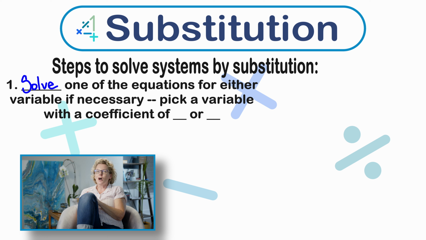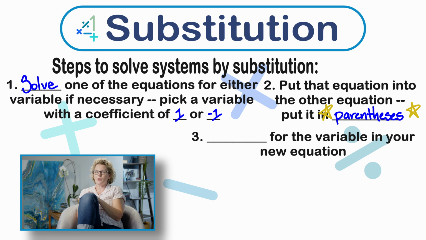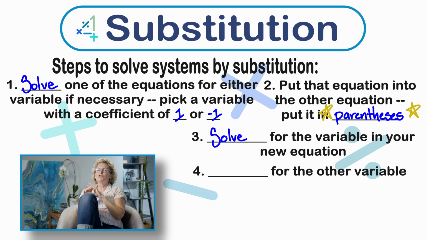I'd like to list the steps in solving these before we do our last example. Step 1, solve one of the equations for either variable if necessary. Pick a variable with a coefficient of 1 or negative 1. Step 2, put that equation into the other equation for the appropriate variable and, star this please, put it in parentheses. Step 3, solve for the one variable in your new equation, and then step 4, don't forget to solve for the other variable to get your final answer.